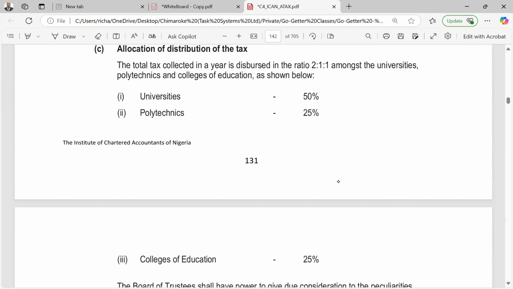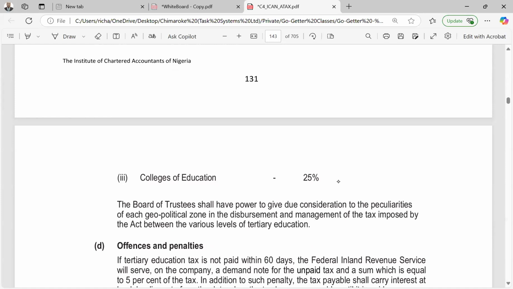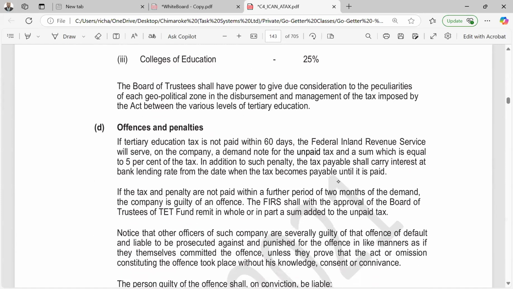Then the remaining money is being shared in the ratio of 2:1:1. So that means 50% of the remainder goes to university, 25% goes to polytechnic, 25% goes to colleges of education. All right.